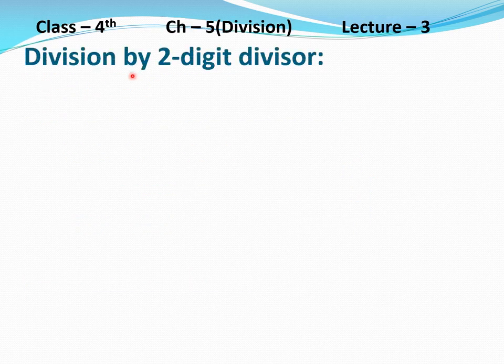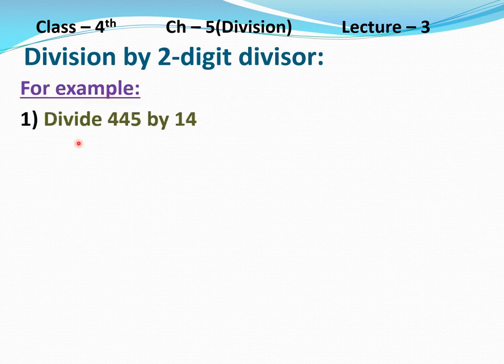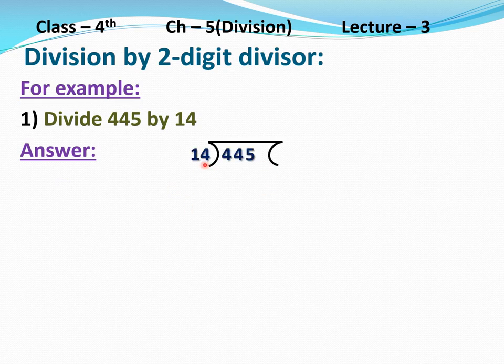Now division by two digit divisor. I will explain you with the help of an example. See, for example number 1, divide 445 by 14. Here 445 is dividend and 14 is divisor. Write down answer. Make a sign like this. Write 14 here and write 445 here.